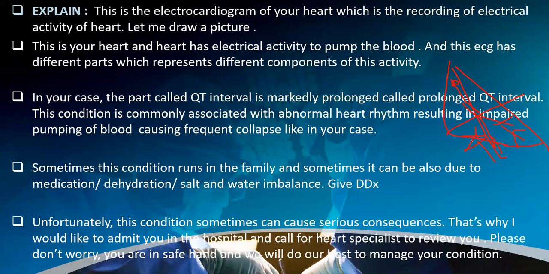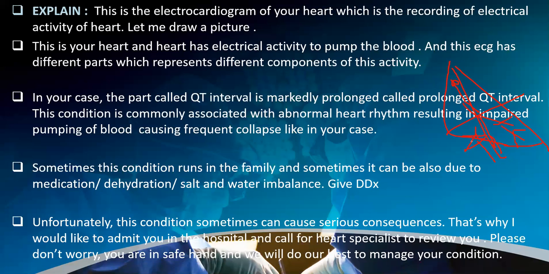This condition causes impaired heart rhythm, resulting in abnormal pumping of blood. So as there is abnormal pumping of blood from your heart, your brain is not getting enough blood. That's why you are getting frequent collapse.